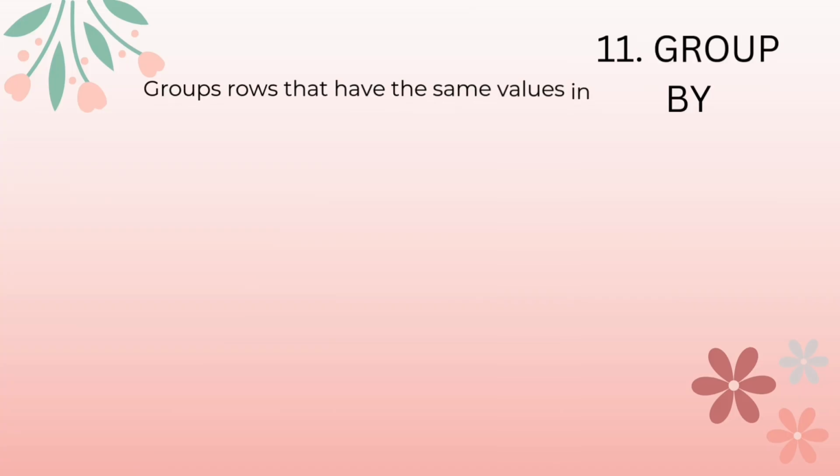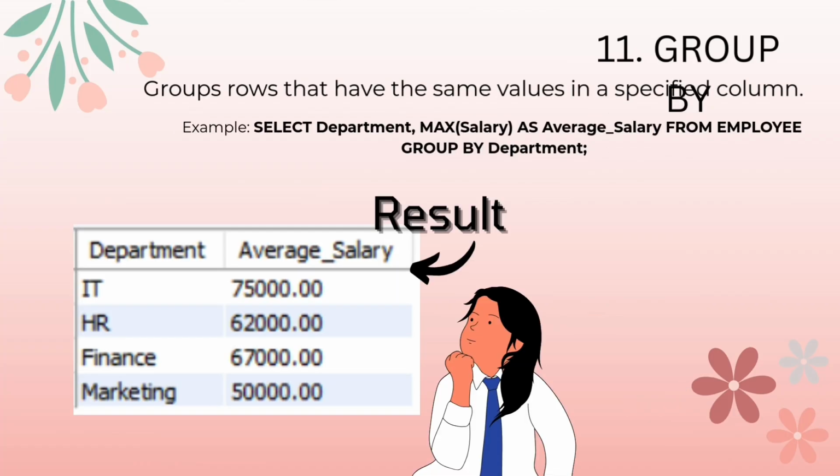Further, we have the group by command, which groups rows that have the same values in a specified column. In my example query, we are printing the maximum salary in each department. We are also using the as command to change salary to average salary. In the output table we have 4 rows for the 4 departments with their maximum salary.